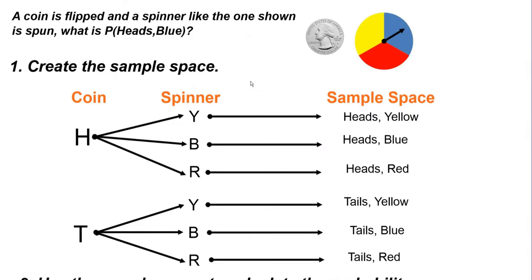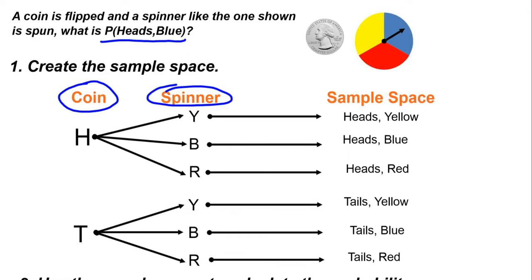So here's a scenario. A coin is flipped and a spinner like the one shown is spun. What is the probability of getting heads and blue on the spinner? So we've got two things happening here, and that's what makes it a compound event. Flipping a coin is a simple event, and spinning a spinner is a simple event. But when I do them both together, it becomes a compound event. So how many different combinations of outcomes can we have? We can create what's called a tree diagram, where I make a space here for the first simple event and a space here for the outcomes of the second simple event.